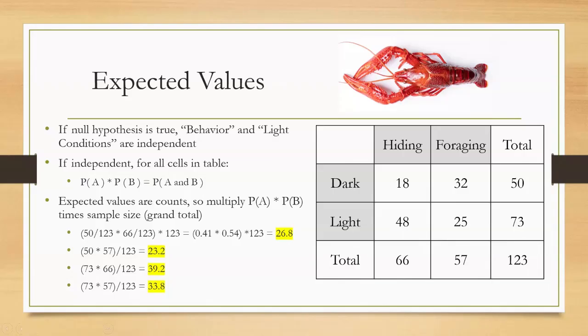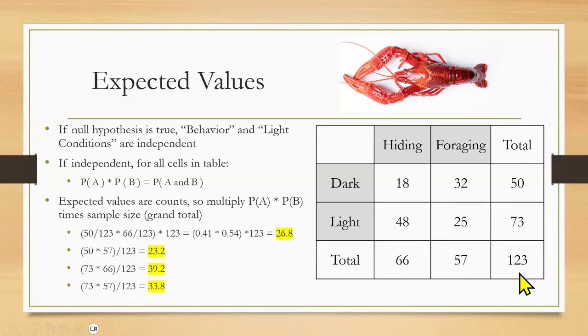Now, those are probabilities, right? Those are going to be numbers that are less than 1, decimal numbers. So in order to find our expected values, we have these counts. We don't have probabilities in this table. We have 18 crayfish, right? So what we're going to do is take the probabilities of getting each of these combinations, and multiply it times the number of total individuals in our experiment or our survey.